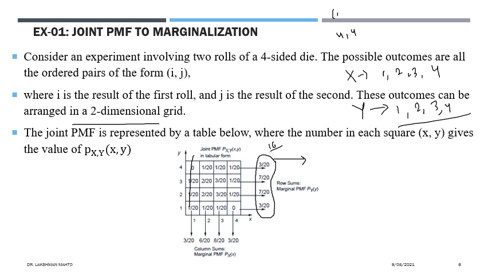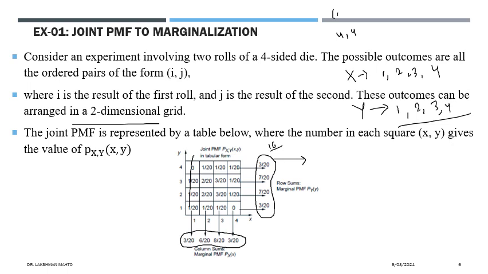In the second column, that will sum to 6 by 20. In the third column, that will sum to 8 by 20. In the fourth column, it will sum to 3 by 20. And what is it talking about? If you observe here, x is varying, so it is talking about the distribution of x, and hence we can say that this is the marginal probability mass function of x.